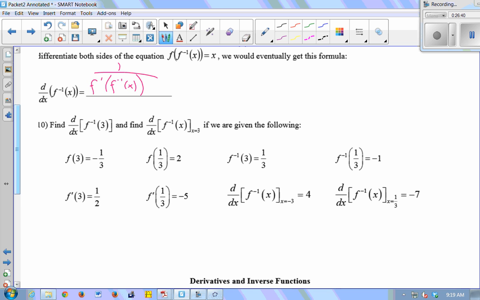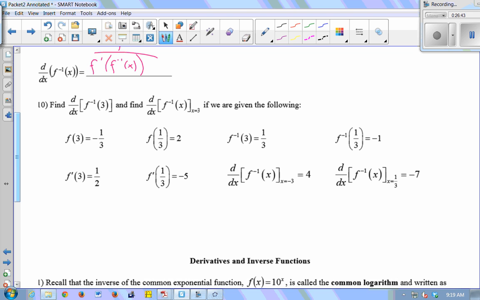All right, so I know the derivative of f inverse evaluated at 3. Oh no, sorry, that's what I'm trying to find. I'm trying to find d dx of f inverse of 3 and d dx of f inverse of x evaluated at 3. What is the difference between those two questions? Oh, there is definitely a difference. It has to do with the order.